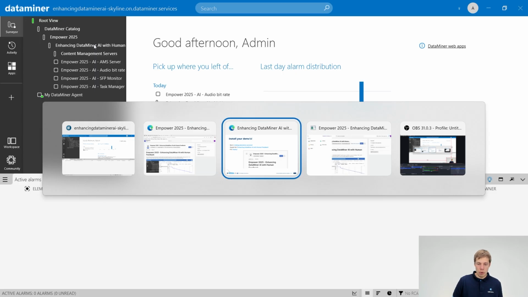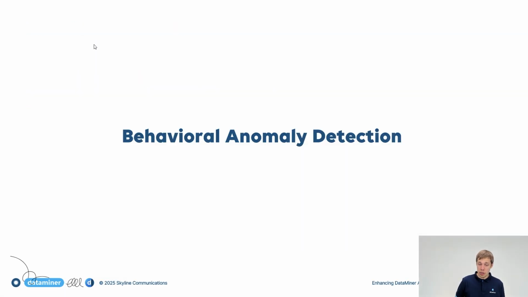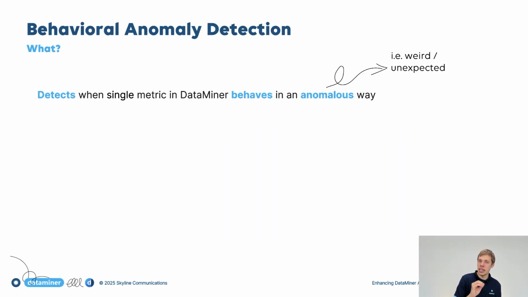All right, now let's start with the first feature, behavioral anomaly detection. It's a bit of a complicated name, but if you analyze it, it actually describes what it does. And that's why I like this name actually. So what this feature does is it detects when a single metric in your DataMiner system behaves in an anomalous way. And anomalous meaning weird or unexpected.